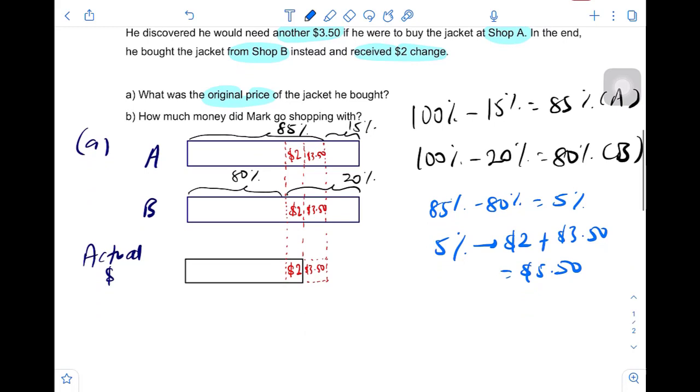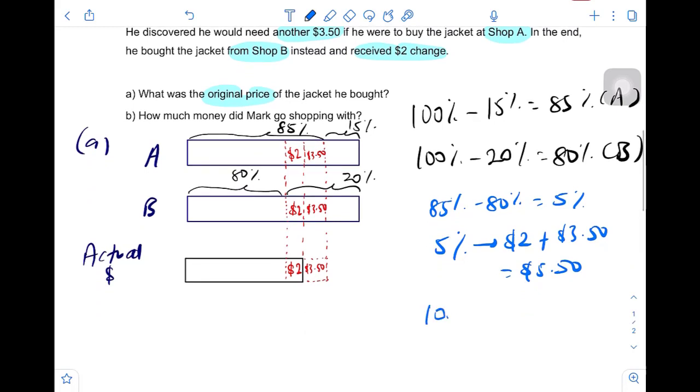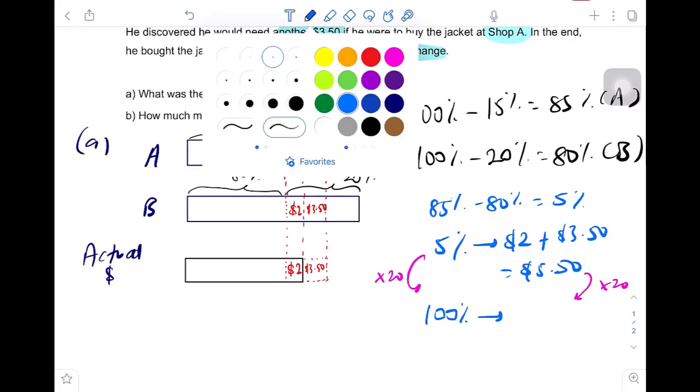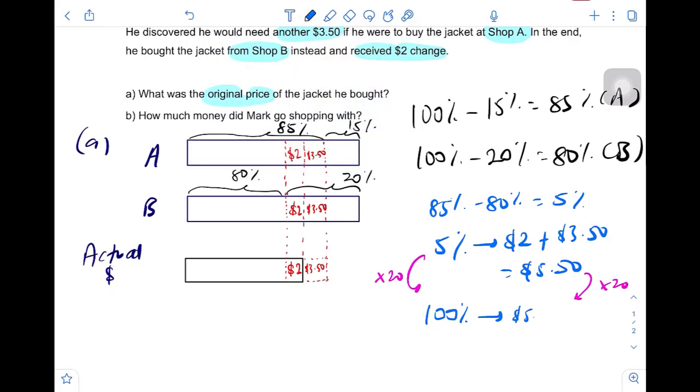Okay, and then we want to find the original price. That will be 100%. So how to find 100%? You can just times by 20. Let's do the same thing on this side also. So times 20 here, and you'll have 5.50 times 20. I believe that will be $110. Okay, $110. This is the final answer for part A.